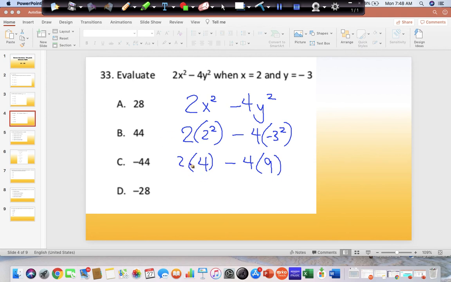Now I'm going to continue my order of operations, and the next thing I need to do is multiply. 2 times 4 gives me 8. 4 times 9 gives me 36. And then 8 minus 36 gives me a negative 28, which is D.